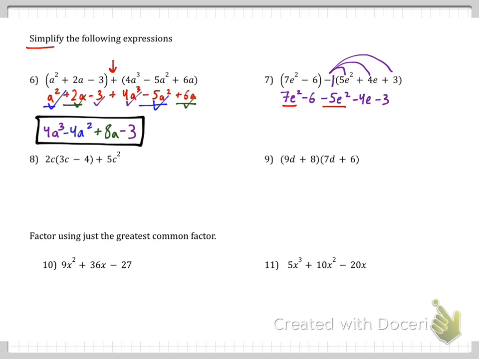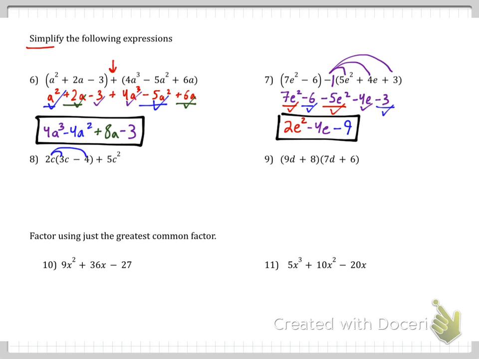Let's now combine like terms. 7e squared minus 5e squared gives us 2e squared. The negative 4e is all by itself, so I'm going to check that one off. And then negative 6 minus 3 gives us negative 9. And there's our answer.